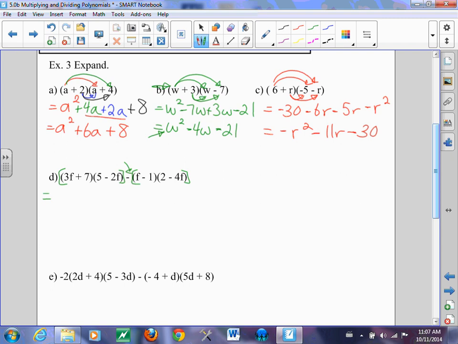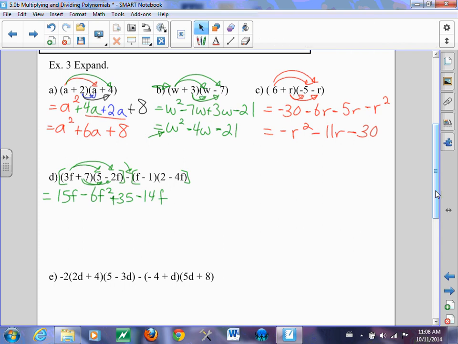So you're going to need lots of room here to do this. Okay, so let's do the first. It's going to be 15f outside, which is going to be minus 6f squared. Inside plus 35. And last is going to be minus 14f. Okay, that's the first one.